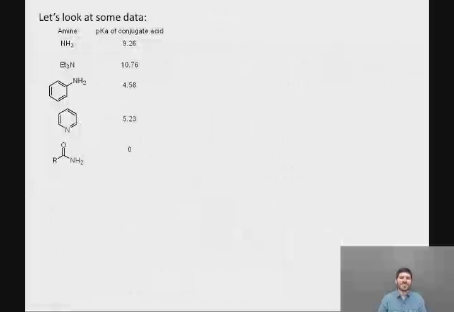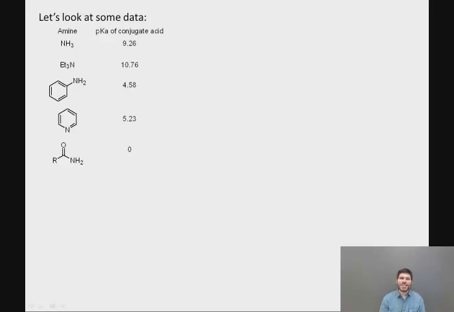Let's look at some data. I've given you 5 amines here: ammonia, triethylamine, aniline, pyridine, and an amide. It could be any amide. Ammonia and triethylamine have very similar basicities. Their conjugate acid pKa is in the 9 to 10 range. We could go into more detail about why triethylamine is slightly more basic than ammonia is. I'm actually not going to in this lesson.